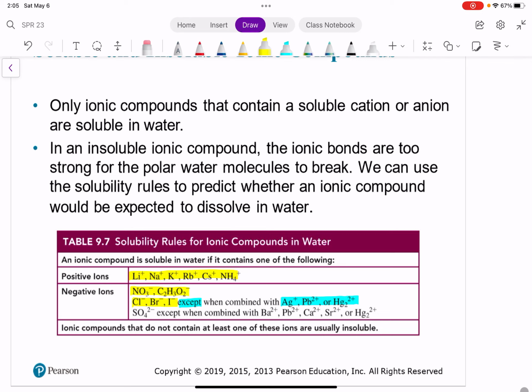Okay, and this is just something that we notice in nature. And then sulfate, bonded to anything except these cations, okay? Again, don't memorize this table. It will be given to you if you need it. So ionic compounds that don't contain at least one of these ions are usually insoluble.